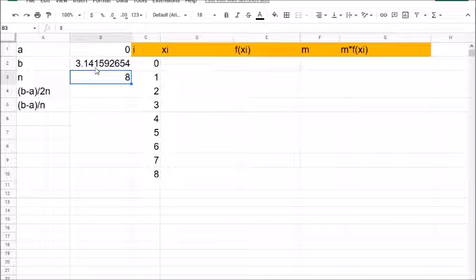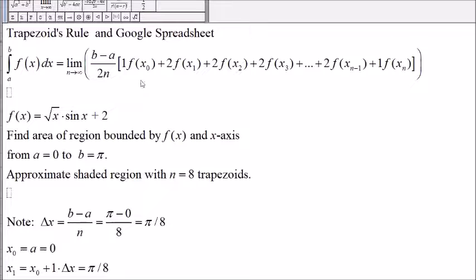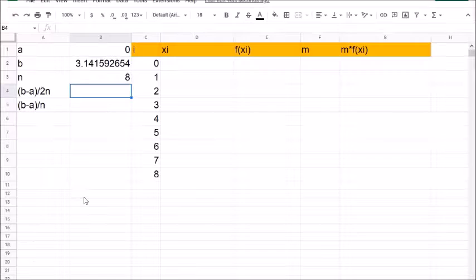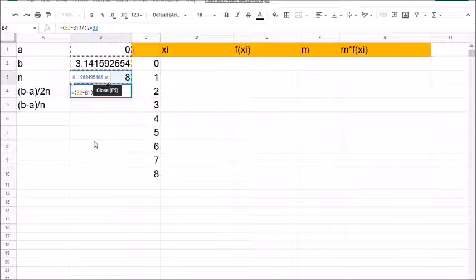which is 3.141592654, and then we need the expression in front of the sum, which is b minus a over 2n. So we'll go ahead and calculate that. So this is b, which is cell B2, minus a, which is cell B1, and then dividing by 2 times n, which is B3.